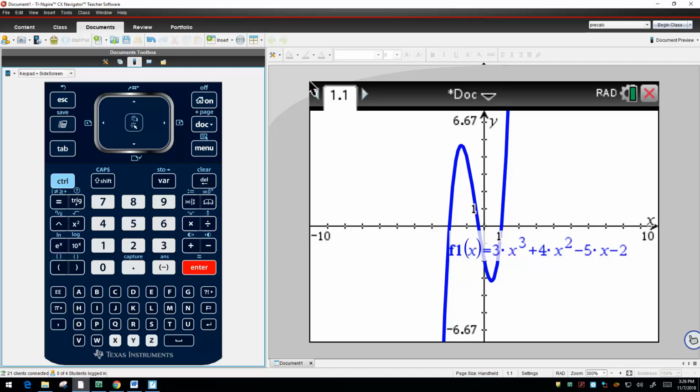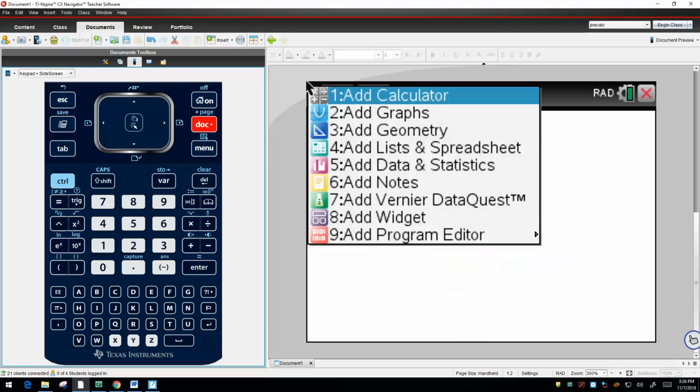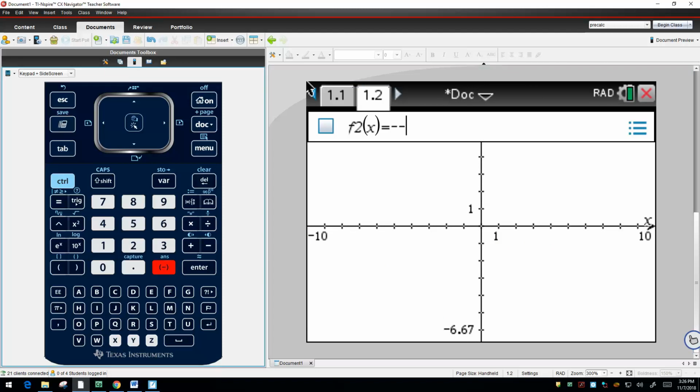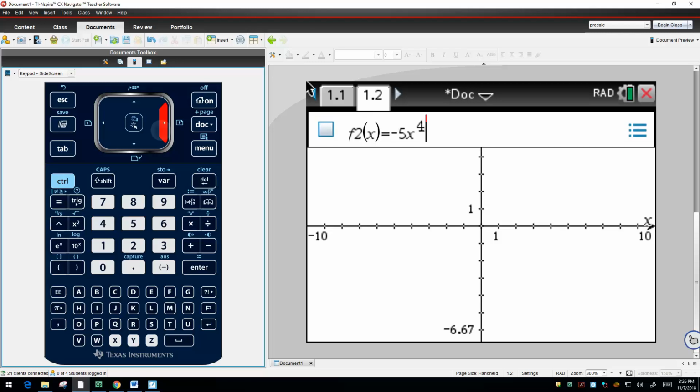So if we go to graph this and we take a look at this function, so we have -5x to the 4th, and then we have plus 3x, we have minus 1.